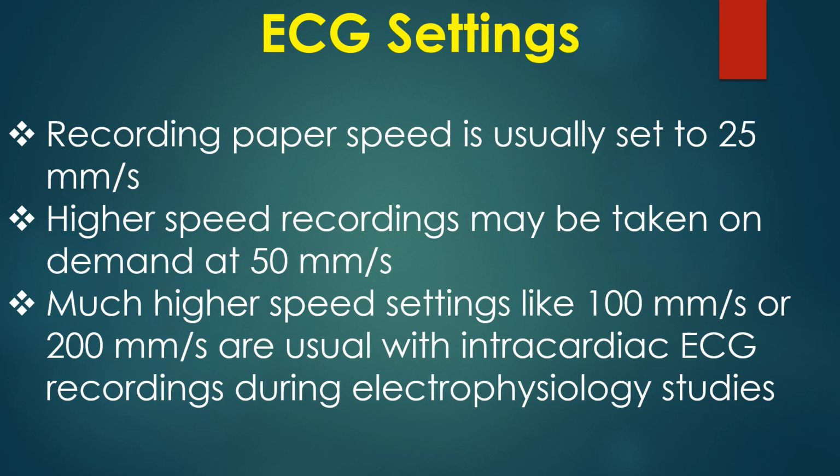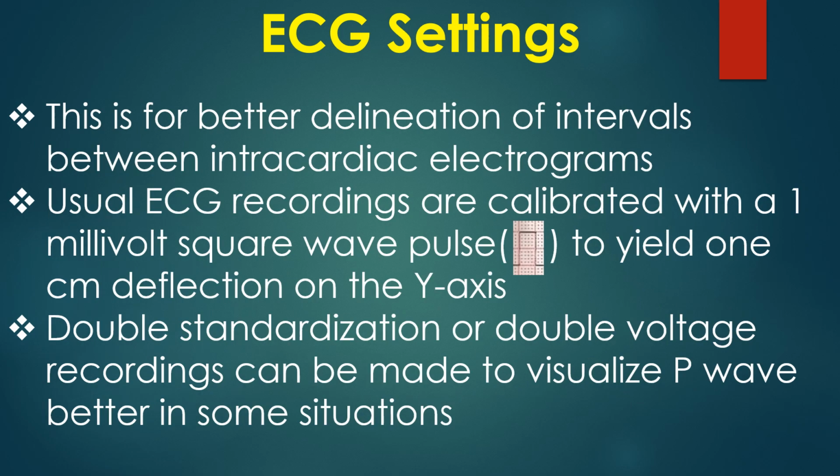Much higher speed settings like 100 mm per second or 200 mm per second are usual with intracardiac ECG recordings during electrophysiology studies. That is for better delineation of intervals between intracardiac electrograms.